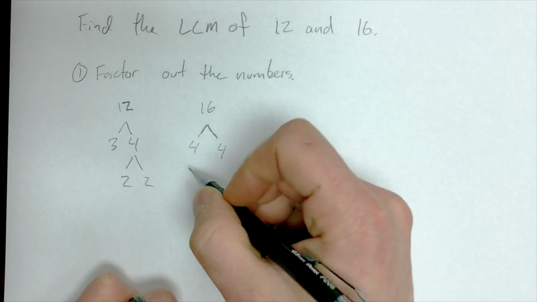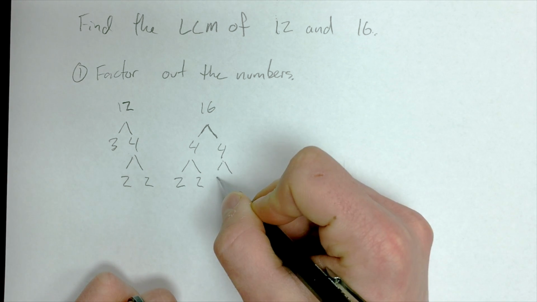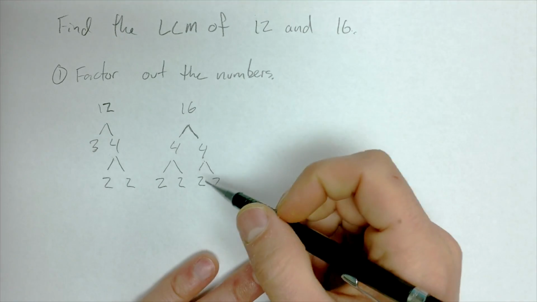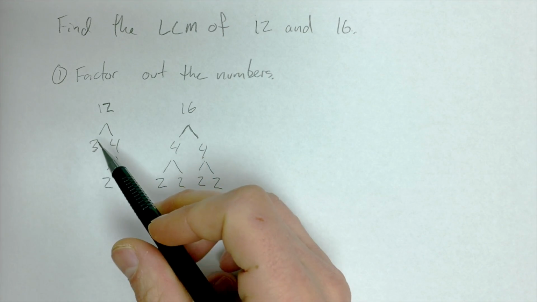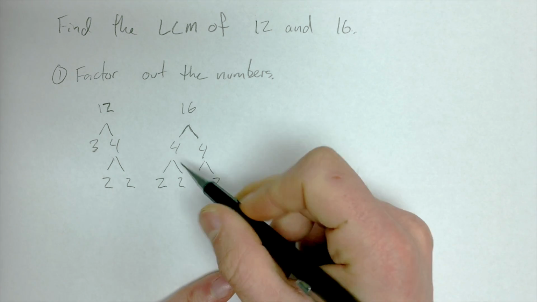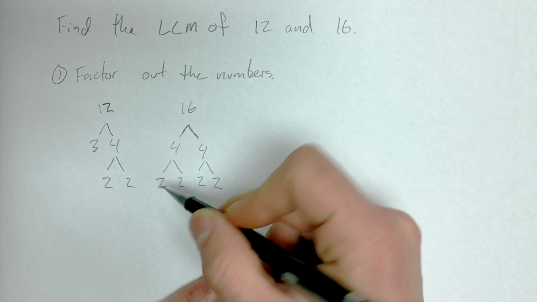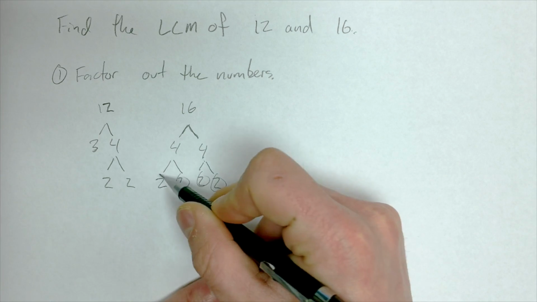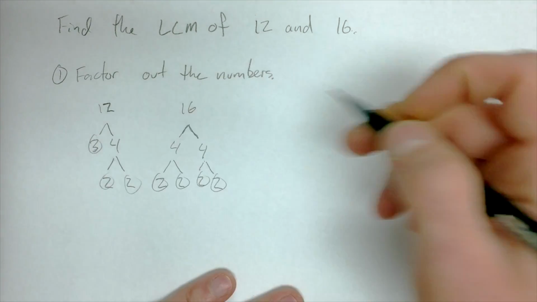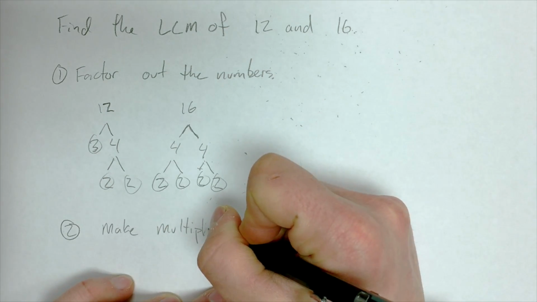Okay? Now, 4 can be broken down to 2 and 2. This 4 can be broken down into 2 and 2. Okay? So I have 5 numbers down here. So 16 is 2, 2, 2, and 2. Okay? And 12 is 2, 2, and 3. So step 2 is to make multiplication problems.